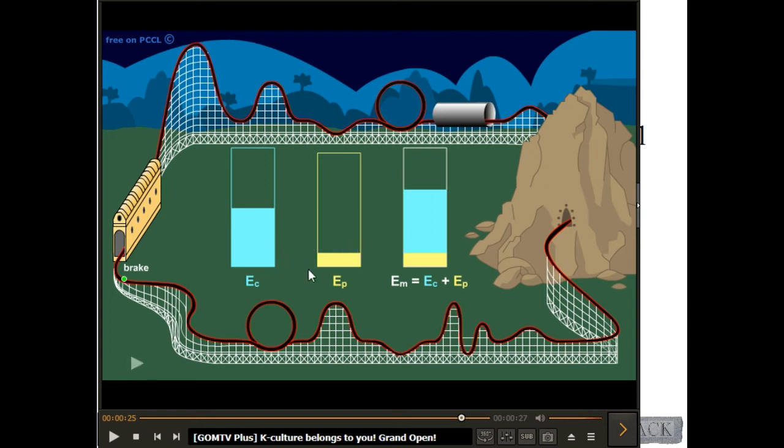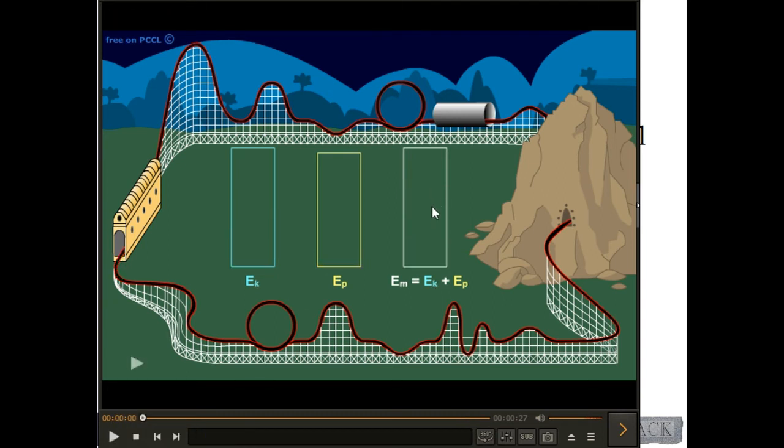Now we apply a brake at the end to the trolley. We want to stop the trolley. Then mechanical energy here is not conserved and the mechanical energy becomes zero. Why? Since the brake changes mechanical energy into thermal energy, and mechanical energy is no longer conserved.